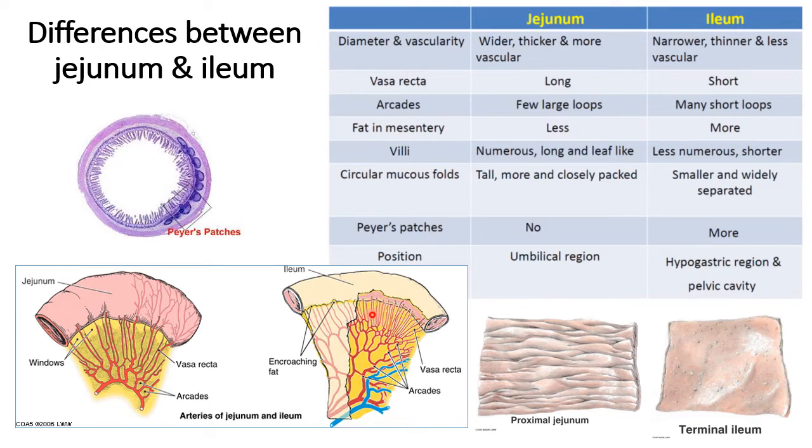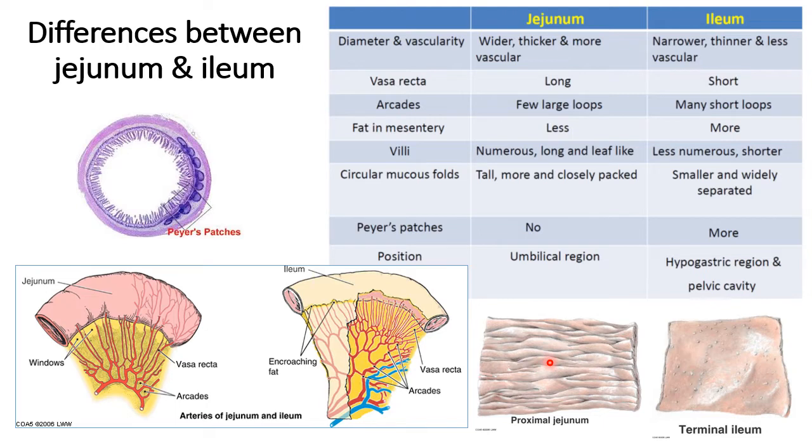There is also a difference in the amount of fat found on these structures. The ileum has more fat. So fat in the mesentery of the ileum is more than the fat in the mesentery of the jejunum. If you look inside, so this is an inside view, and there is also a difference in the amount of plica circularis.